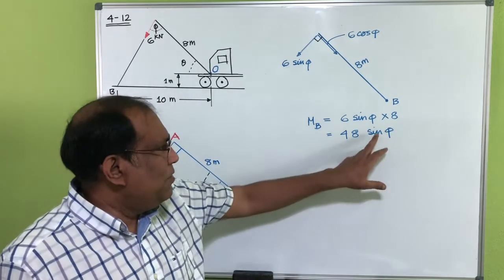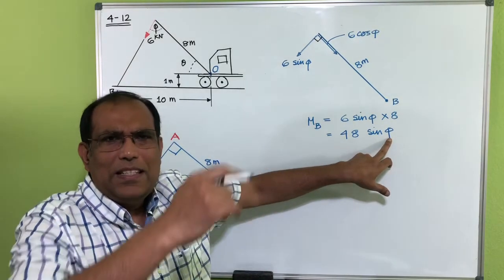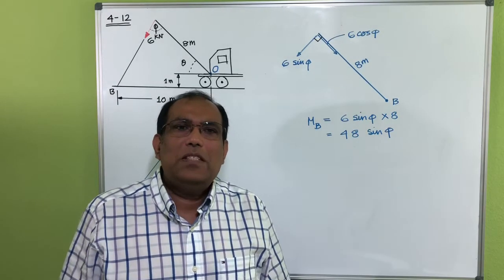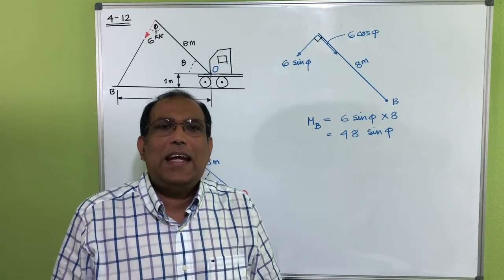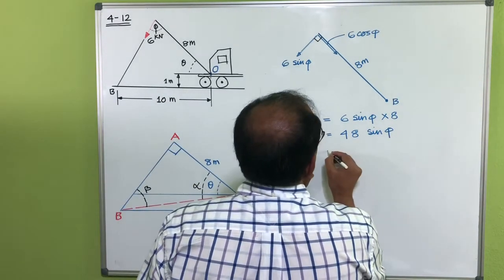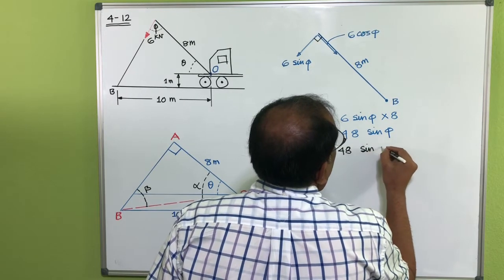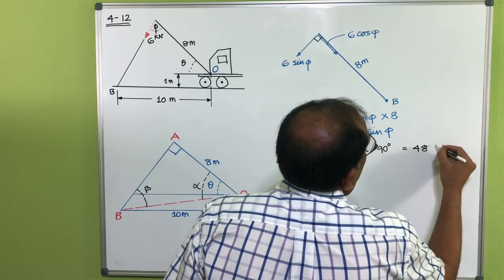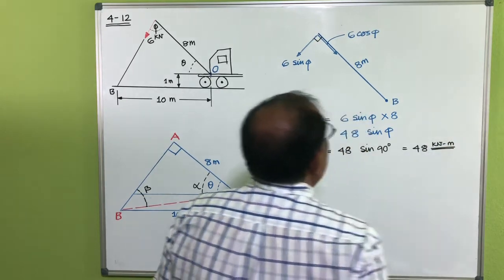So you can see if you increase your phi from, let's say, 0, the maximum would be when? Sine is maximum when phi equals 90, right? So when phi equals 90, that time you have the highest moment. So if you plug that value here, that would be actually 48 sine 90. That's actually 48 kilonewton meter. So you already have the answer.